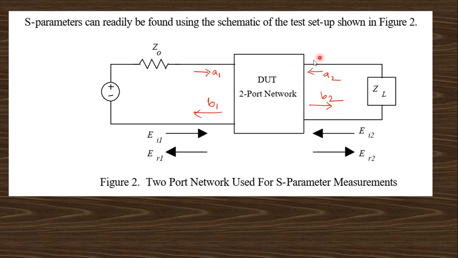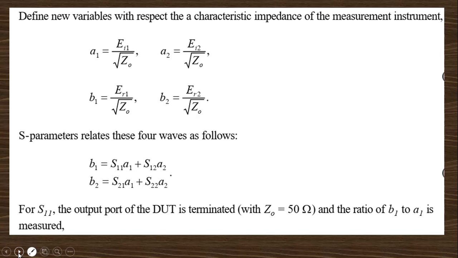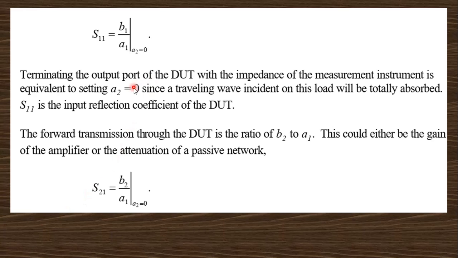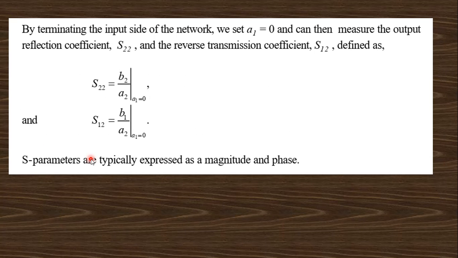A2 being 0 means there is no transmission in this network. There is no transmission in this network, right? So the traveling wave of the incident load will be totally absorbed. And in a similar fashion you get S22 and so on. So this scattering parameter we discussed in the previous lecture. So this parameter can be expressed.